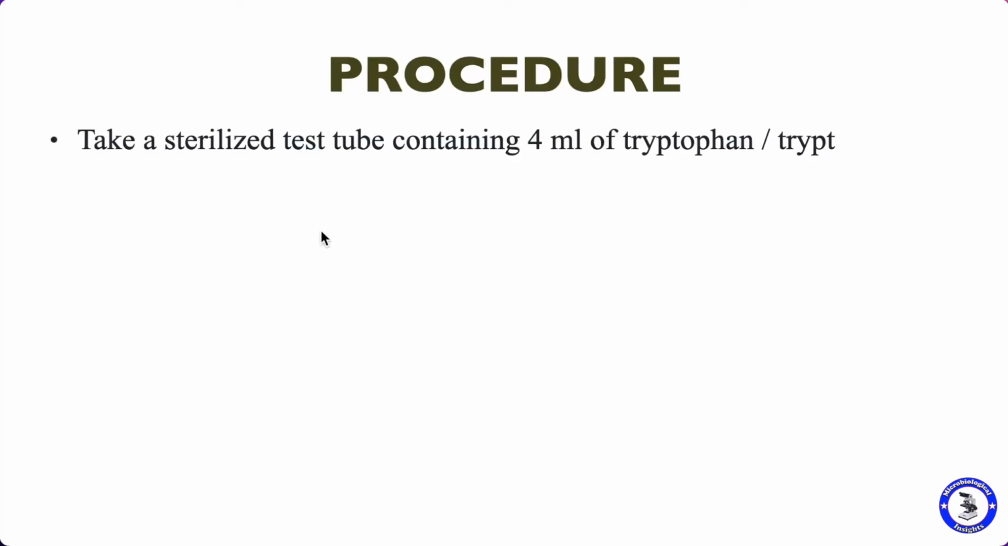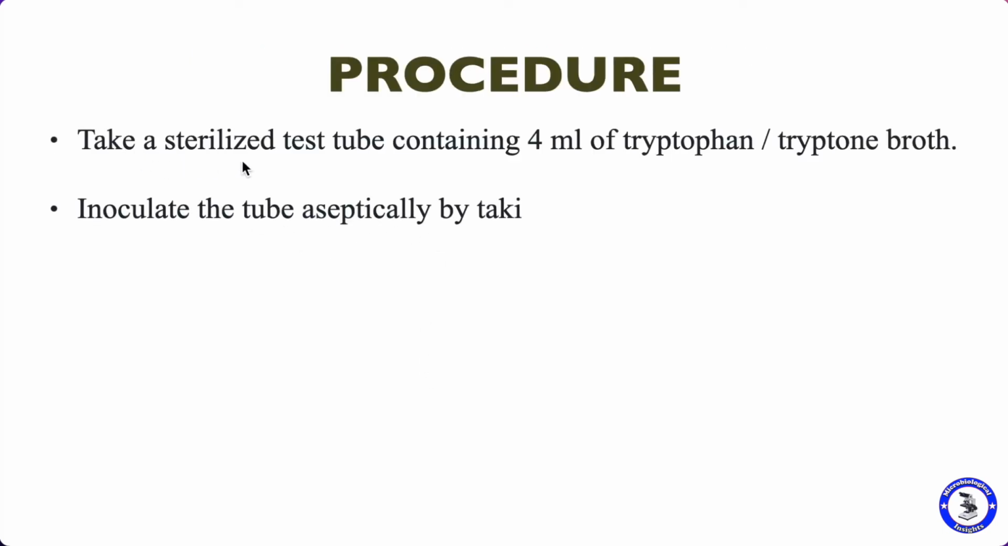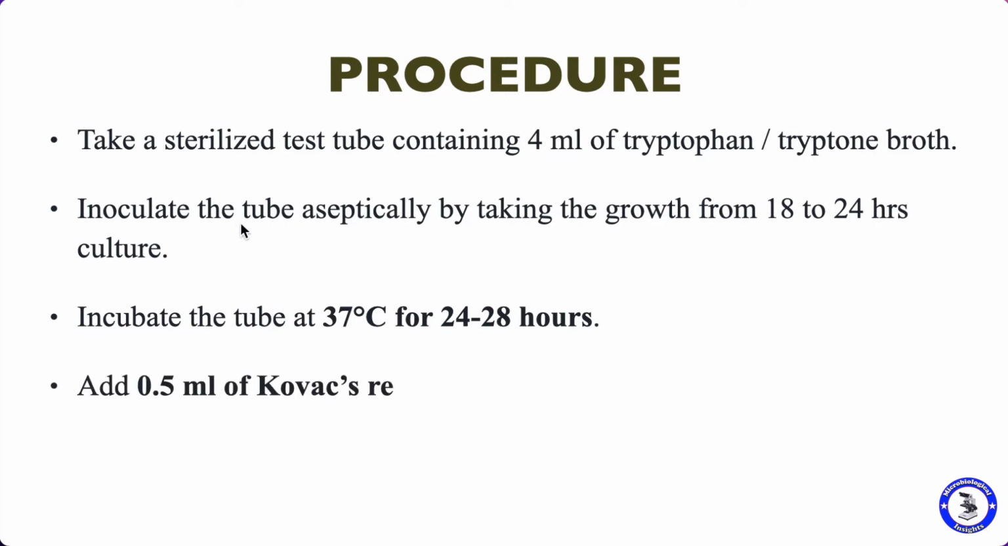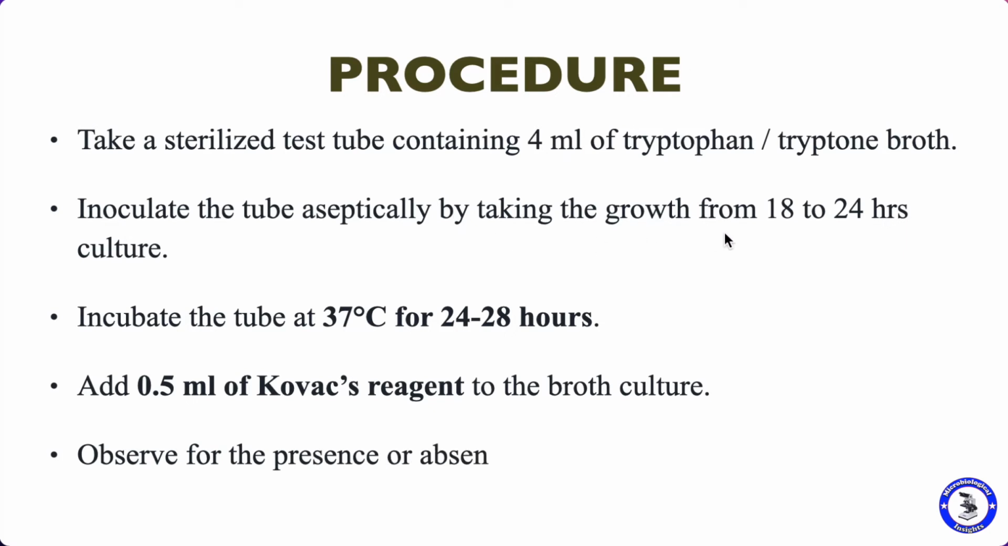The procedure of the test is, you can take a sterilized test tube and add 4 ml of tryptophan or tryptone broth. Then inoculate the test tube with the microorganism and then incubate for 18 to 24 hours at 37 degrees Celsius. Then after incubation, add 0.5 ml of Kovac's reagent to the broth. If the red color is formed, it indicates the positive result. Absence of ring formation indicates the negative result.